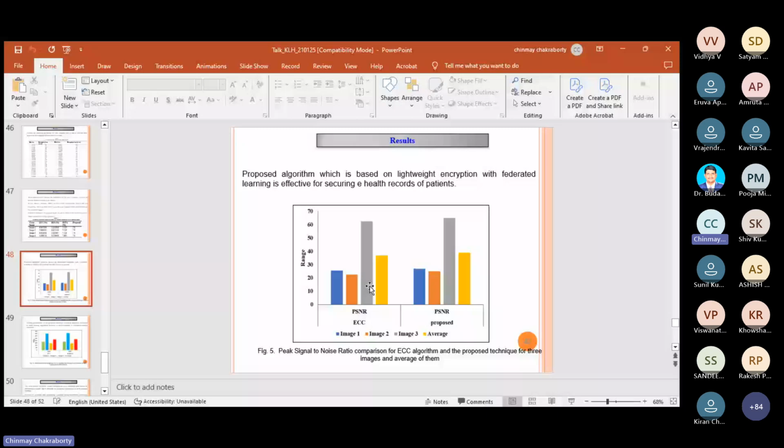And your results here, you see, are for the range 0 to 70 and different parameters like PSNR of the ECC and PSNR of the proposed method for image 1, image 2, image 3, and the average value. Here you see the peak signal to noise ratio comparison of the ECC algorithm and the proposed technique for three images and their average. So this algorithm, based on lightweight encryption with predator learning, is effective for securing the e-health records of patients, right?